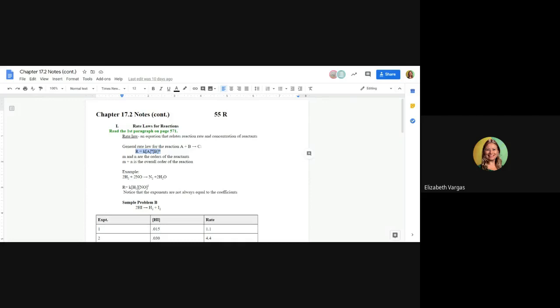We say the order of reactant A is N, and the order of reactant B is M. When you add those two exponents together, you get the overall order of the reaction. So if N was 1, so A was first order, and M was 2, B is second order, the overall would just be 3. So the overall order of the reaction is 3. That part's pretty easy. Okay, here is an example.